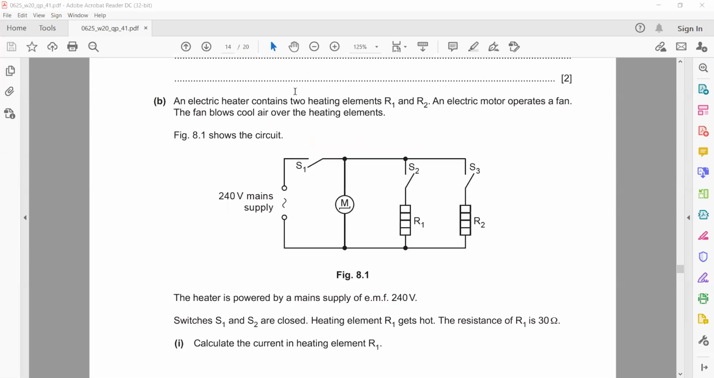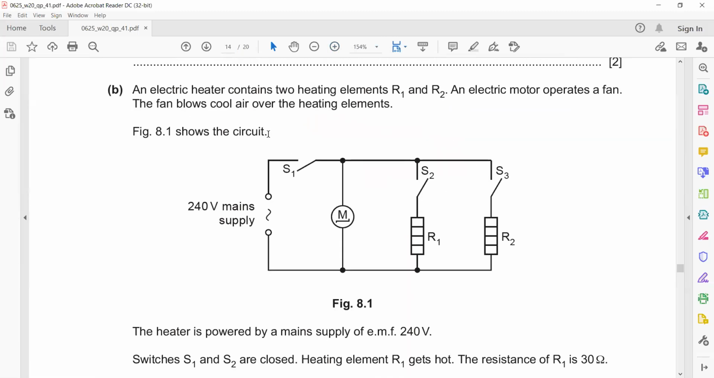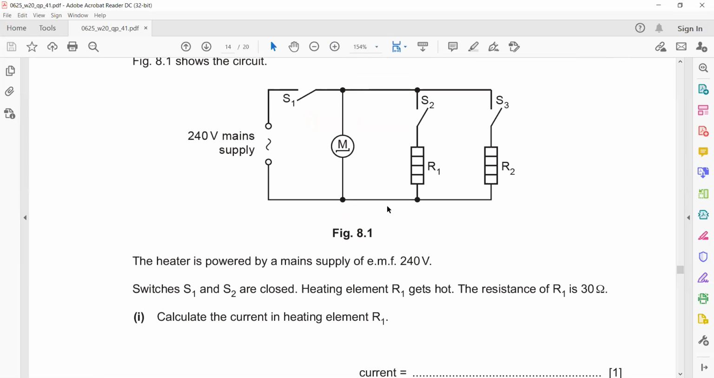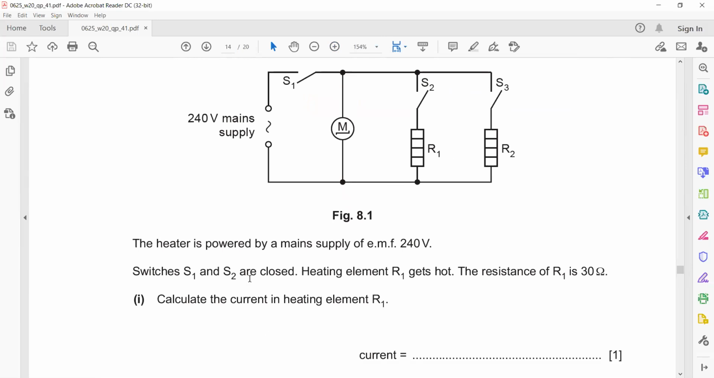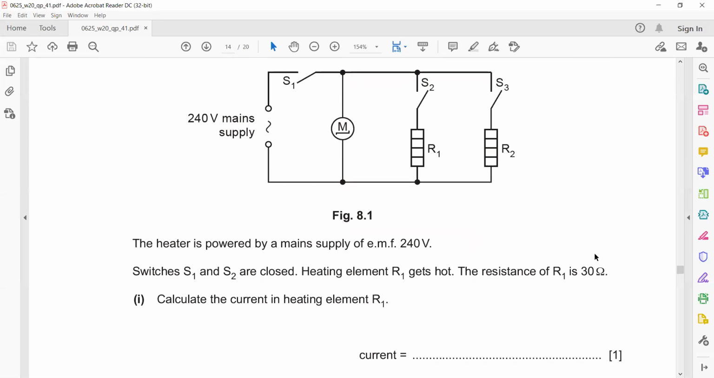An electric heater contains two heating elements, R1 and R2. An electric motor operates a fan. The fan blows cool air over the heater. So that's how heaters actually work. The heater is powered by a mains supply of 240 volts. Switches S1 and S2 are closed. The heating element R1 gets hot. The resistance of R1 is 30 ohms.